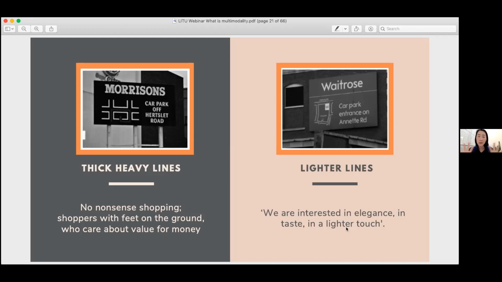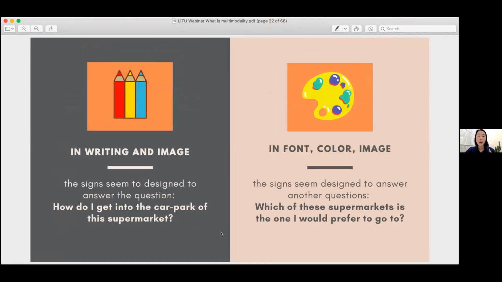And what Chris concluded from these two is that in writing and in image, if you just look at that broadly, vaguely, you will see that the sign is designed to answer the question of how do I get into the car park of this supermarket. I mean, both signs give the same directions, the same message, which is how can you get to the supermarket. However, if you look closely into the font, the color, the image and everything, the signs seem to answer another question, which is which of these supermarkets is the one that I would prefer to go to, right?